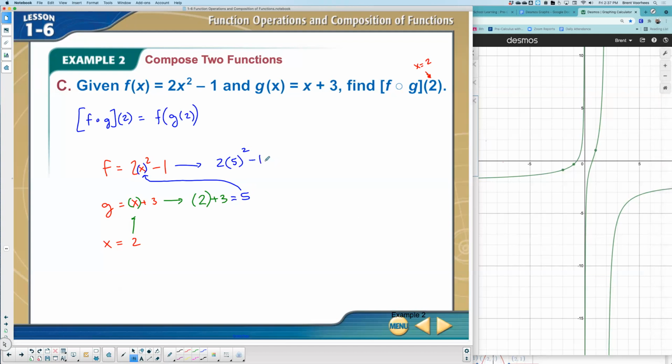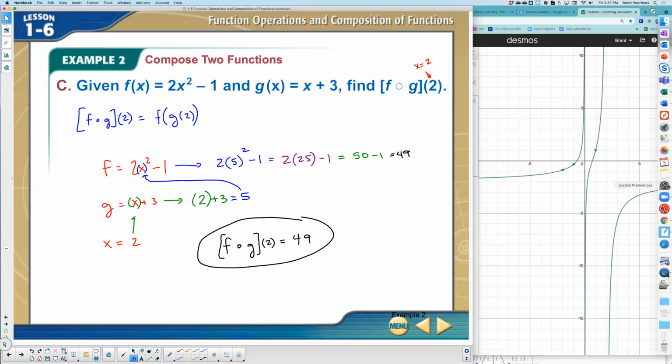Now let's make sure we follow PEMDAS correctly. Do I multiply by 2 first? Do I square first? Do I subtract 1 first? Square. So what is 5 squared? 25. Okay. Now do I multiply next or do I subtract 1 next? Multiply. 2 times 25 is 50. And then we subtract 1. Whoops, 49. And so we just discovered that f of g of 2 equals 49.